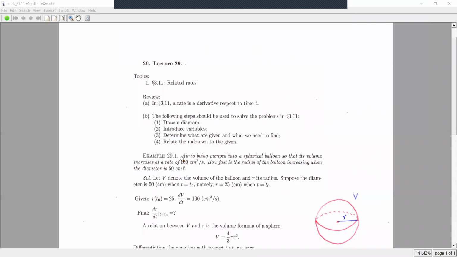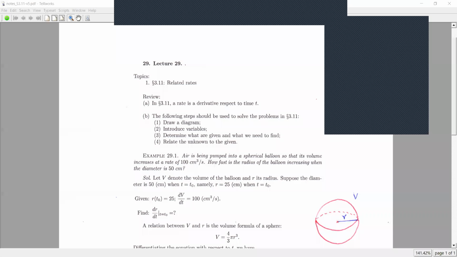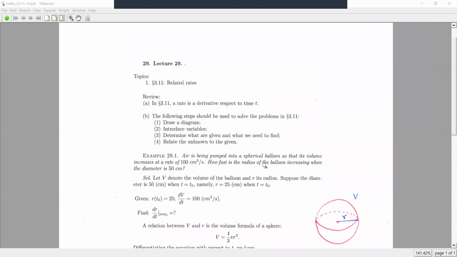Example 1. Air is being pumped into a spherical balloon so that its volume increases at a rate of 100 cubic cm per second. How fast is the radius of the balloon increasing at the instant when the diameter is 50 cm? To answer the question, step 1, draw a diagram. Here is the balloon.